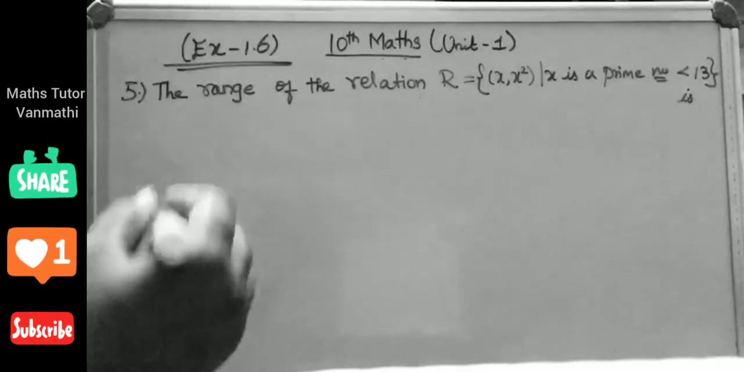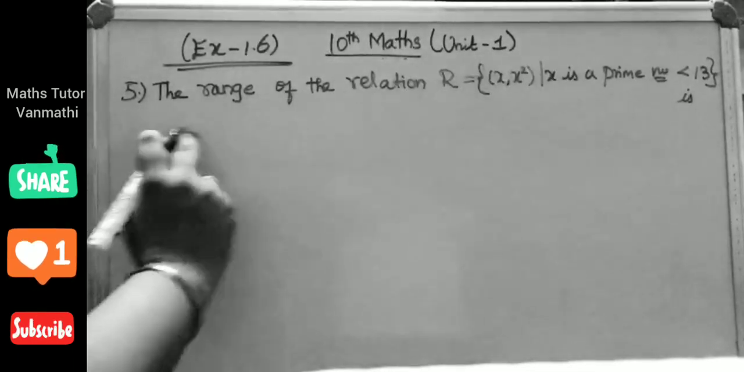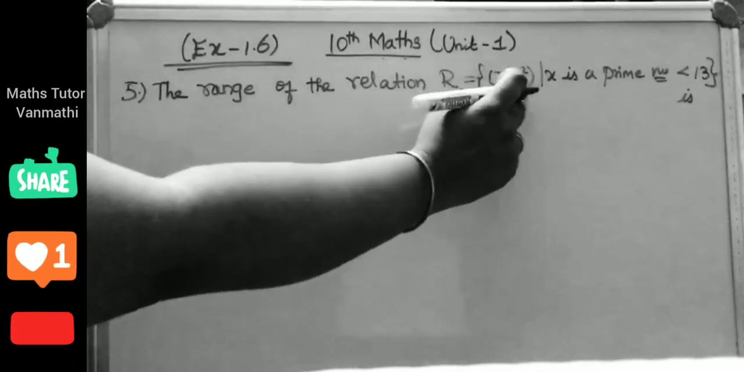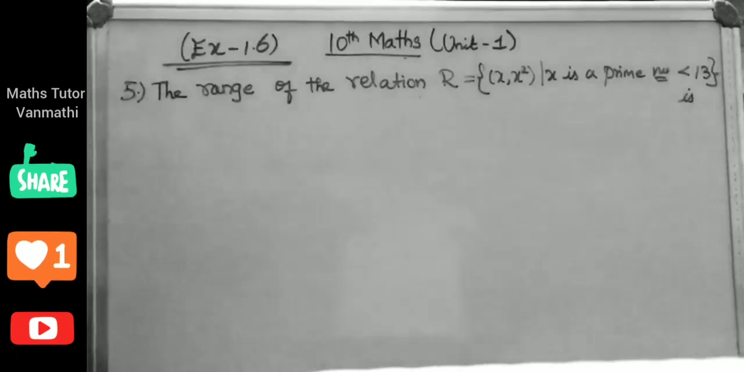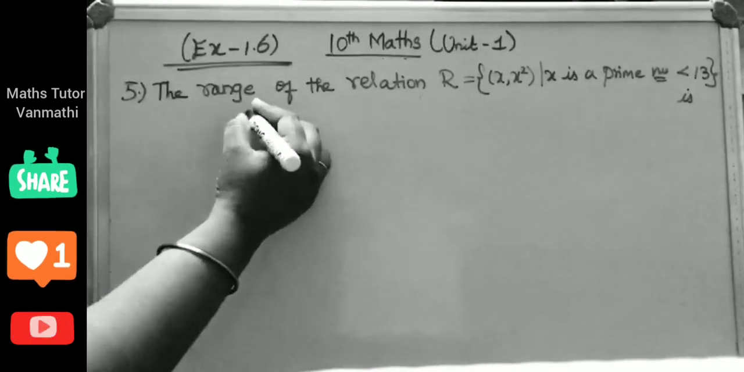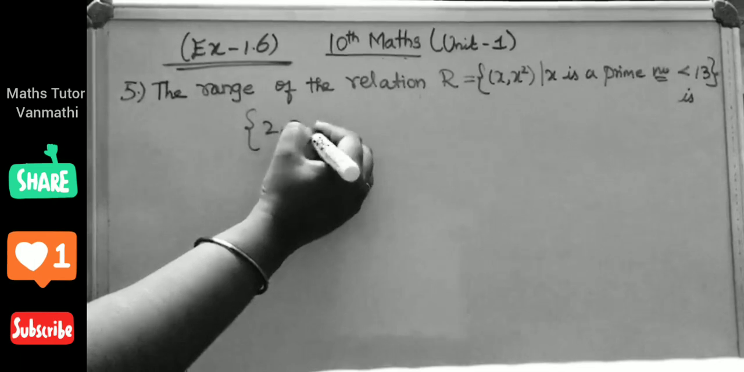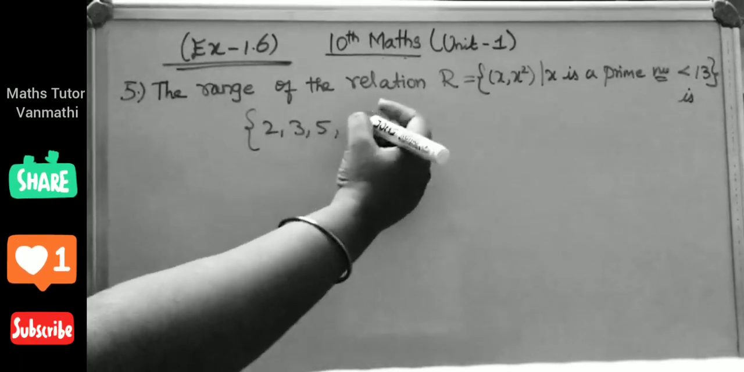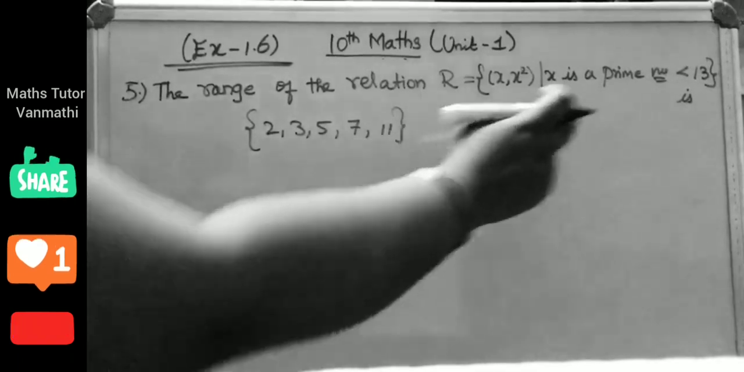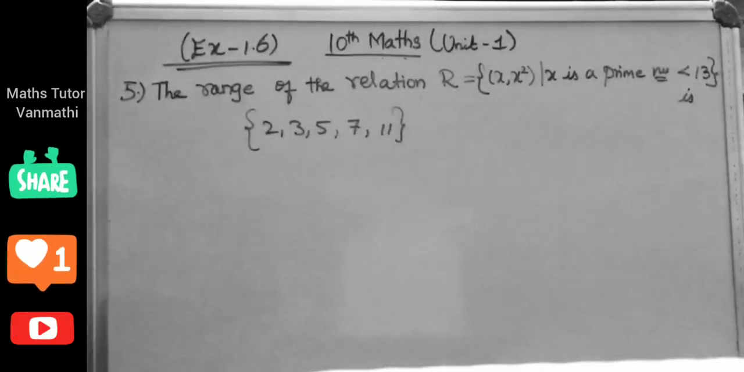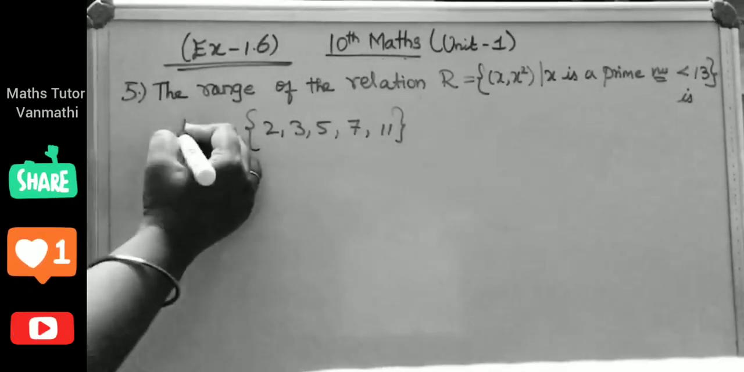What they have given as the x values, that is your domain values, as (x, x square), where x is a prime number less than 13. So prime numbers less than 13 means we will get 2, 3, 5, 7 and 11. These are the prime numbers which are less than 13. This will be your domain.